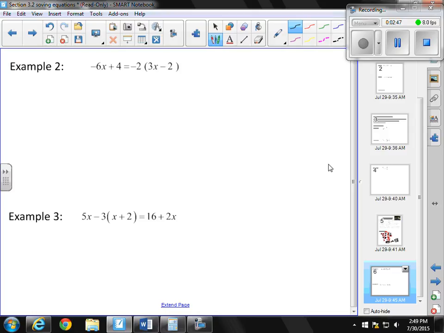Example number 2, we start exactly the same way. We're going to distribute to get rid of parentheses. Again, here we're multiplying by -2. So I have -6x plus 4 equals -2 times 3x is -6x, and -2 times -2 is +4.